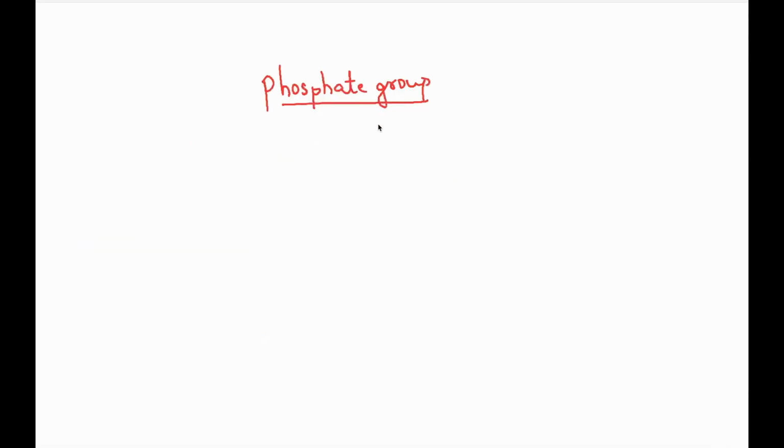So the last component of a nucleotide is a phosphate group. So phosphate is usually designated PO4 3-. It is due to the presence of this group that DNA and RNA are acidic in nature. So this can release H plus ions and that's why it is classified as an acid.